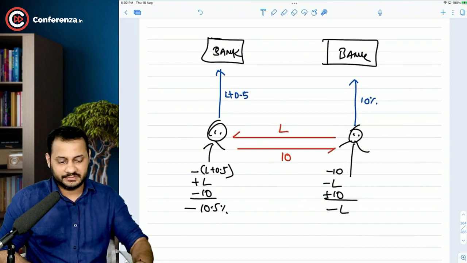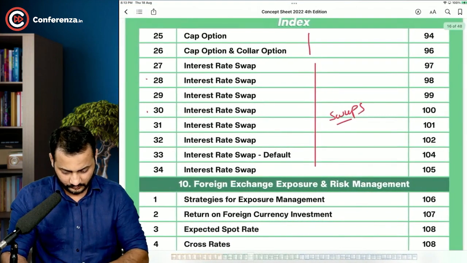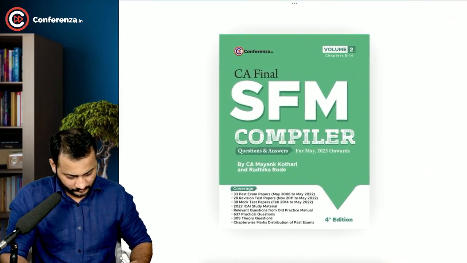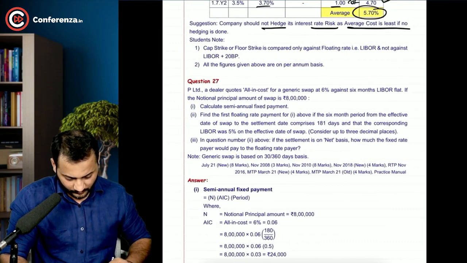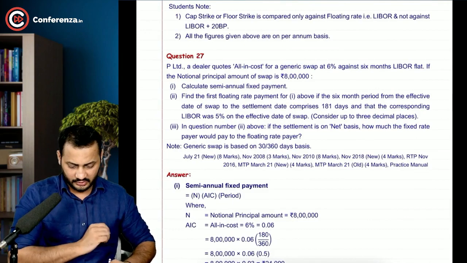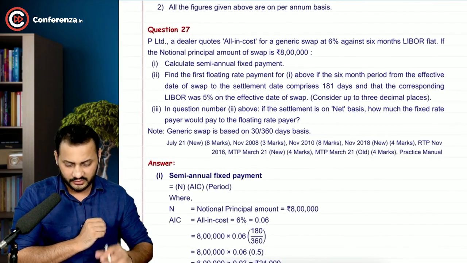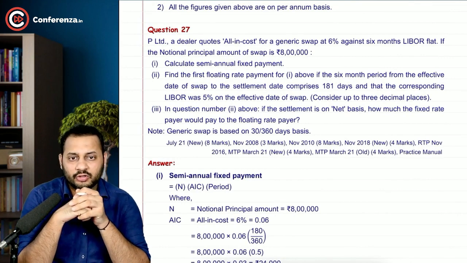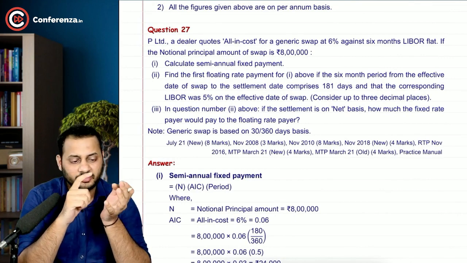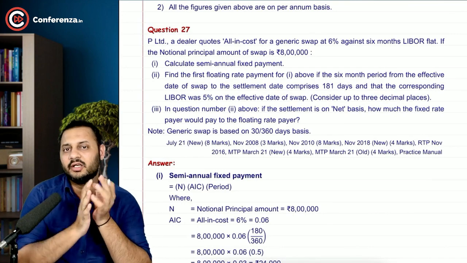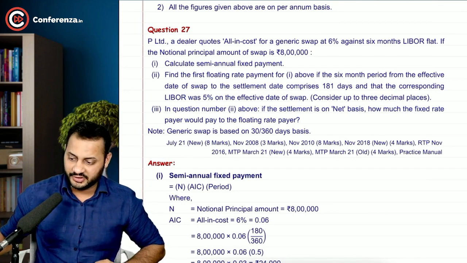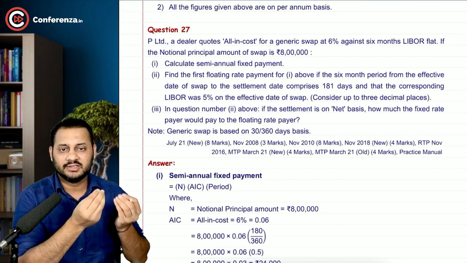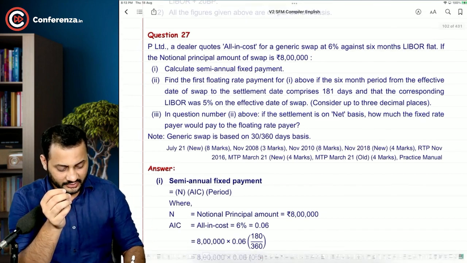Let's have a look on the questions. So this is question number 27, that we are going to start with. So P Limited, a dealer quotes all-in cost for a generic swap. Now, first of all, all-in cost means everything included in that particular percentage. No hidden charges. Generic swap means a simple swap of fixed versus floating.